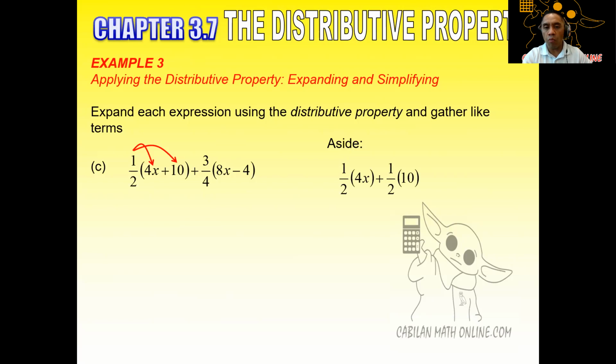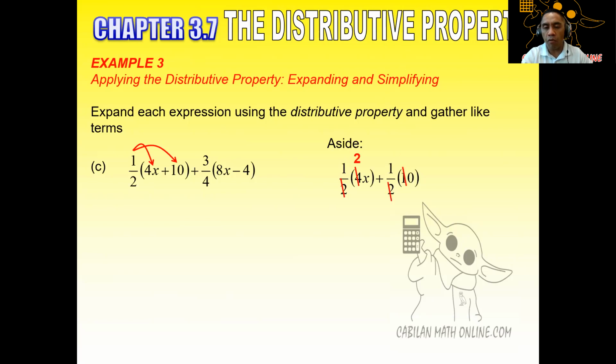So starting off with 1/2 times 4x, if you punch that in your calculator, you'll see that when you multiply the 1/2 to the 4x, you wind up getting 2x. And you're probably wondering, how does that happen? Well, when the 1/2 multiplies itself to the 4, the 2 and the 4 cancel out, and basically you have 4 divided by 2, which gives me 2. So that gives me 2x for the first term.